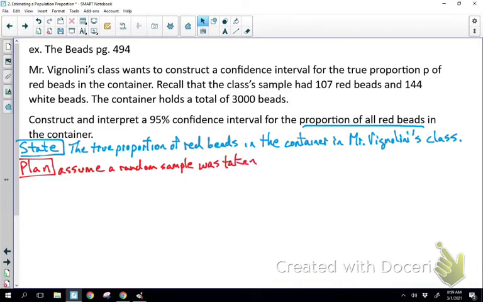And sometimes it's tricky to see what the sample is. It's not 3,000. That's how many are in the whole container. But they sampled 107 red, 144 other beads. So that adds up to 251 beads. That was their sample. So sample size was 251, and the sample proportion, we're interested in red, is 107 out of 251, which comes to 0.4263.